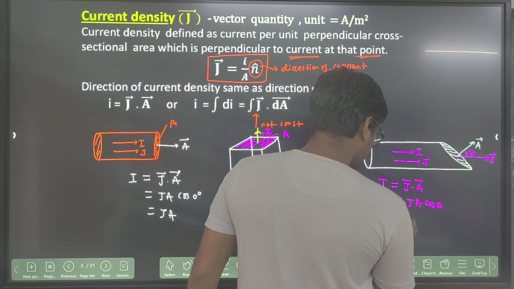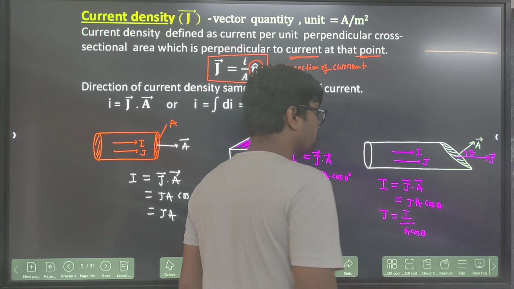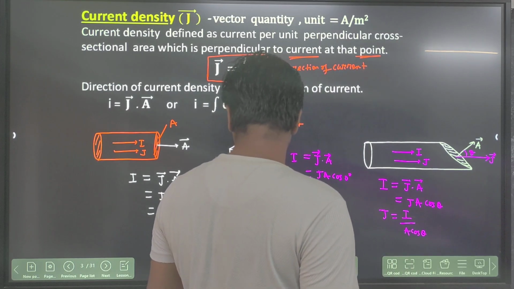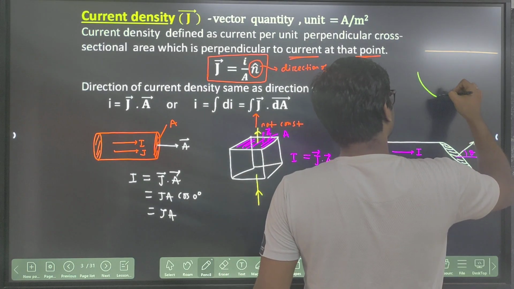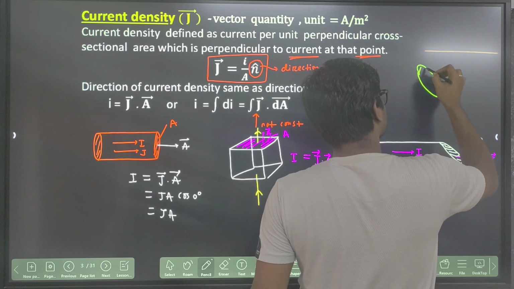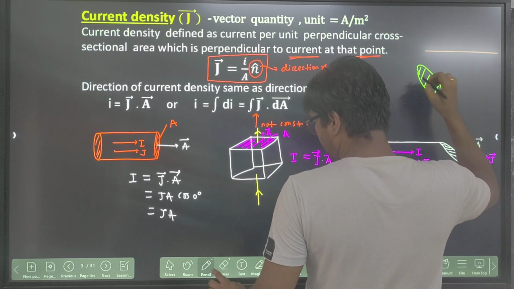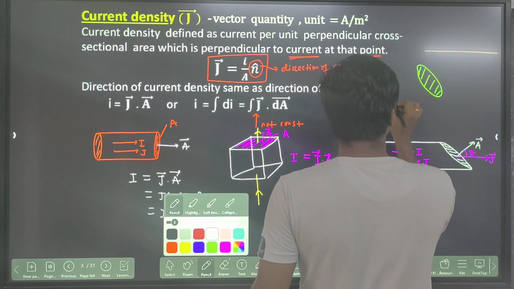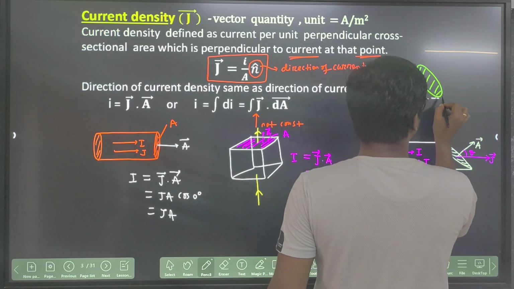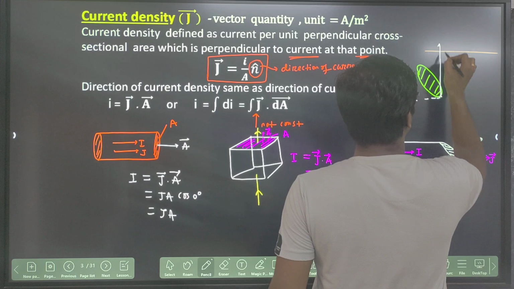So J basically can be written as I by A cos of theta. Clear? Now you see here, this area I am drawing here, this is that area we are talking about, right? This is this area, and this direction I am taking as this direction, and one direction I am taking along this direction.